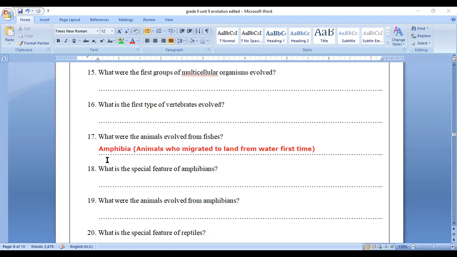What is the special feature of amphibians? Ability to breathe in water and land. Because they are breathing in both, we say they are living in water and land. Under the water, they can breathe. On land also, they can breathe. Due to that, in the water also they live, and on land also they live.